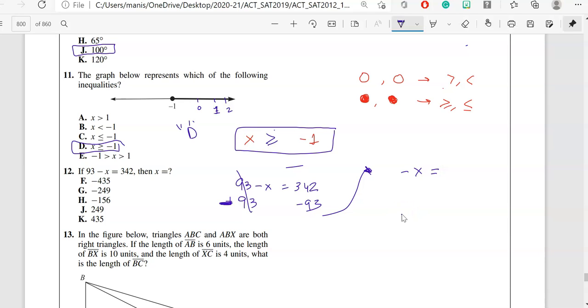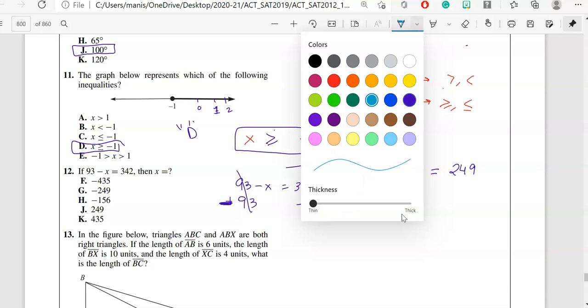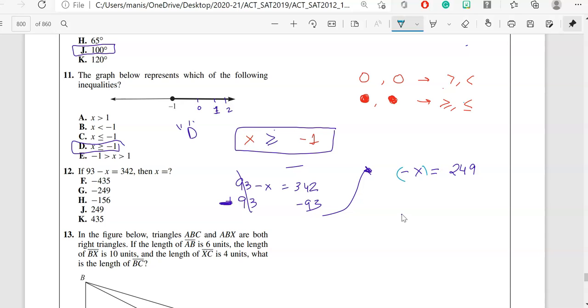So your answer is negative x is equal to positive 249. Now we have to find the value of positive x. So I need to multiply both sides by -1. So what happens is this changes to a positive sign. X is equal to negative 249. So this is my answer over here. Option choice G is the correct answer for this problem.